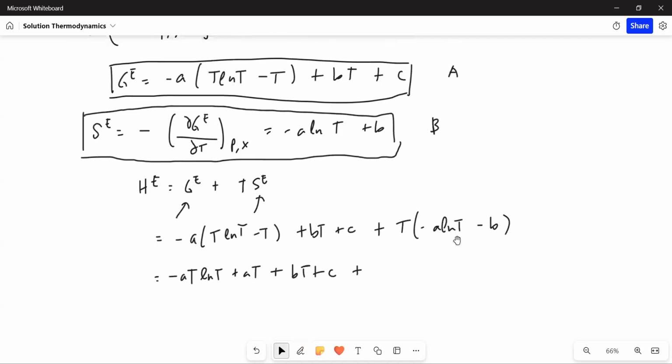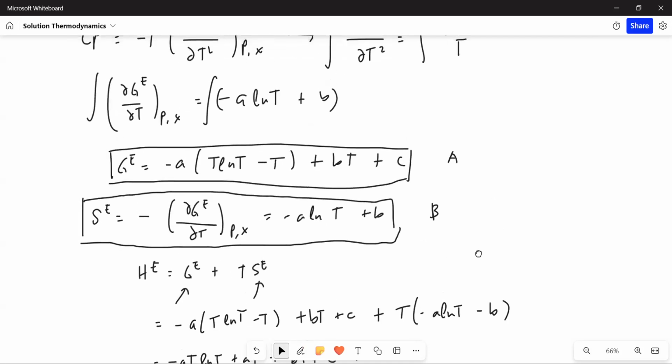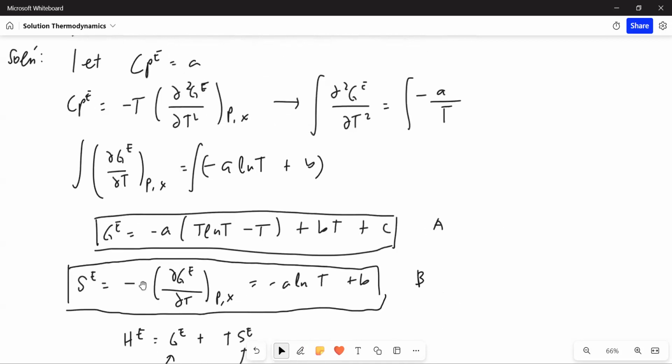Oops. Okay. I have a mistake right here. The negative sign cancels out the negative sign of A L and T, and this one should be negative. Okay, so please correct your notes.